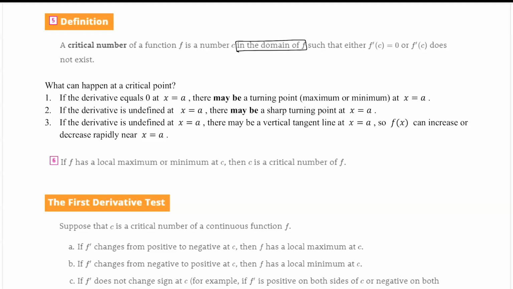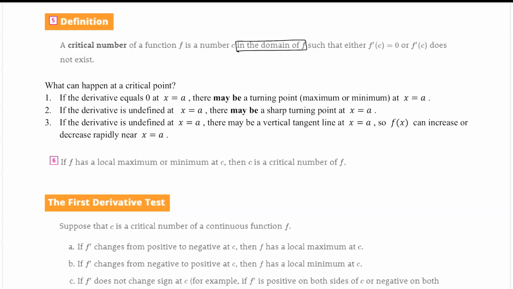So I put in here the different things that might happen at a critical point. If the derivative does equal 0, then you might have a max or a min there. If the derivative's undefined, you might have a sharp turning point. And in your book on page 265, they show the absolute value function as an example. It's got a minimum value at x equals 0, but the derivative is undefined at x equals 0. That would be a sharp turning point. And another thing that could happen where the derivative is undefined is you could have a vertical tangent line.